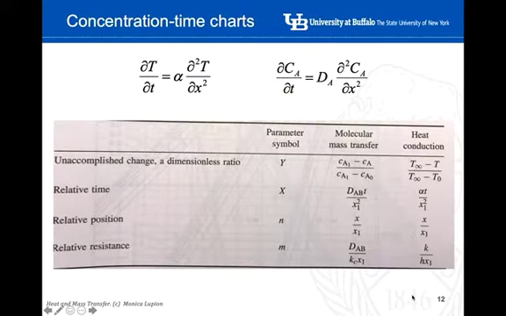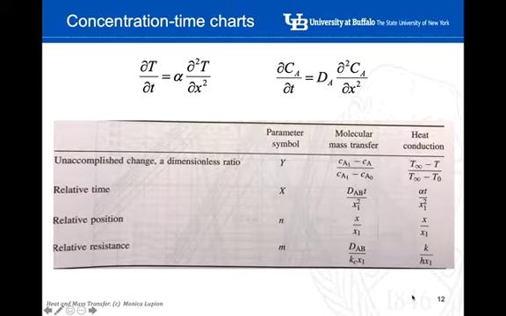If you take a look at Appendix F in your textbook, we define 4 different parameters when it comes to unsteady state: the parameter y, the parameter x, the parameter n, and the parameter m. When we covered heat conduction, we defined these 4 parameters as a function of the temperature and time, also as a function of the relative position and the relative resistance. In the particular case of heat conduction, it was related to the convection heat transfer and conduction heat transfer.